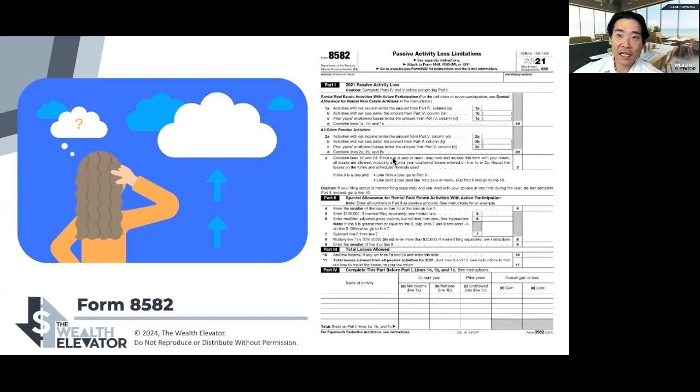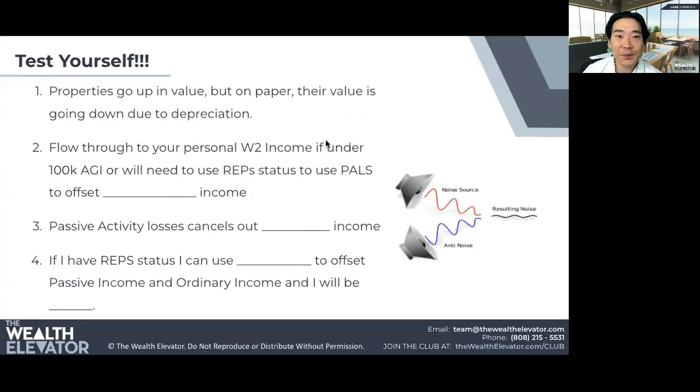But again, this 8582 form, think of it like the cloud, right? It is the running track of how much suspended passive losses you have. And that's why, because suspended is up in the cloud, and we all talk about things in terms of clouds these days. That's why I thought it was a good way of thinking about this concept. But just to round this out, and again, this may be really confusing to you, it actually is simple. You just have to hear this several times.